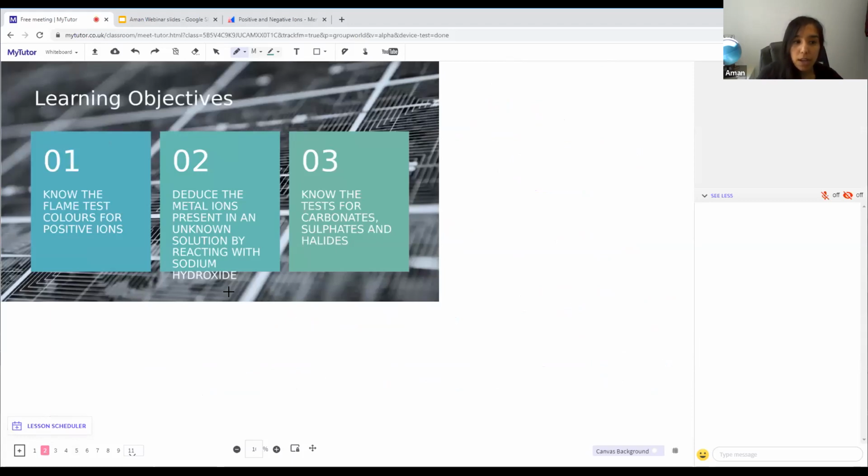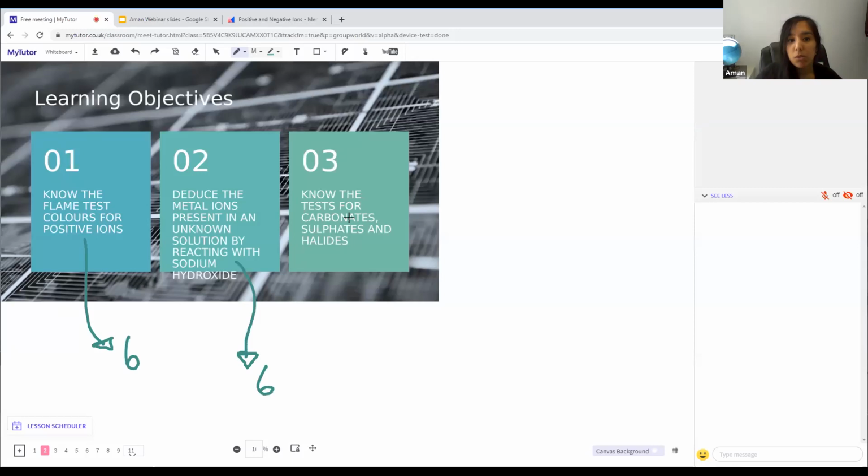I will show you that again in a second. Deduce the metal ions present in an unknown solution by reacting with sodium hydroxide. So remember, there were 6 ions that had flame tests, and there were 6 ions that would react with sodium hydroxide that you need to know about. Again, I'll show my diagram in a second.